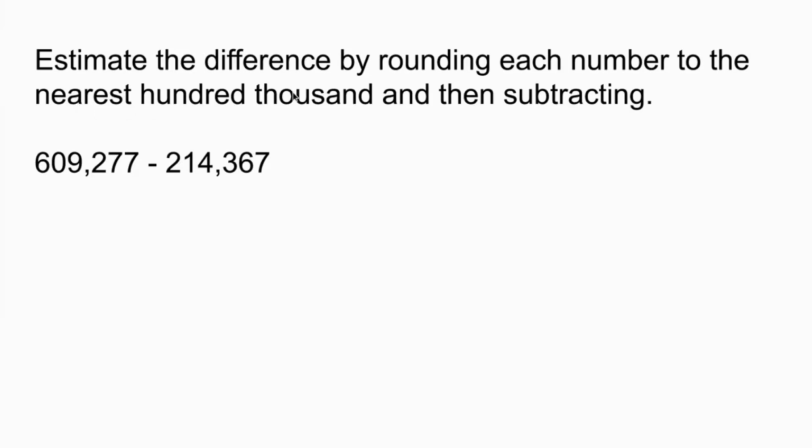Estimate the difference by rounding each number to the nearest 100,000 and then subtracting. All right, first, let's take each of these numbers and round them to the nearest 100,000. Let's take this one first.